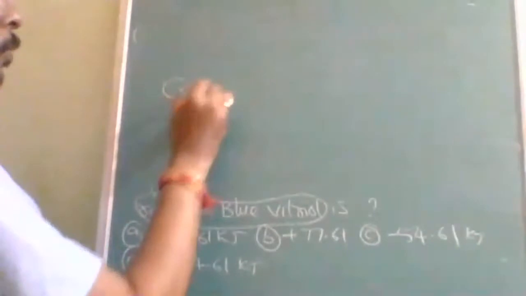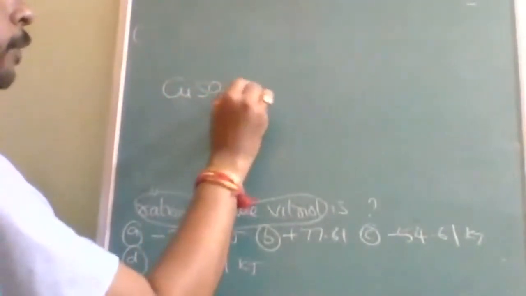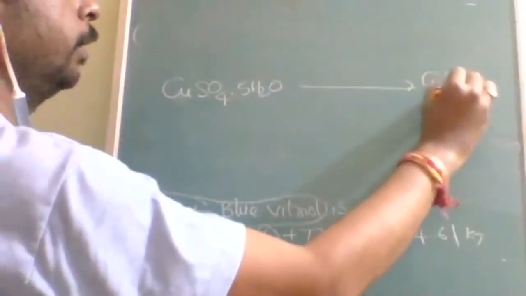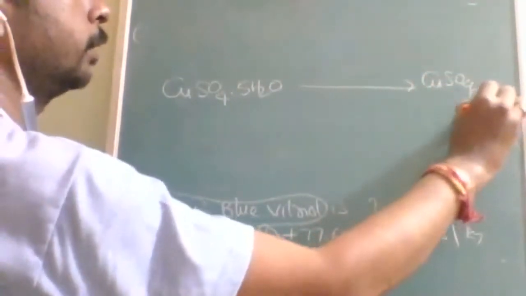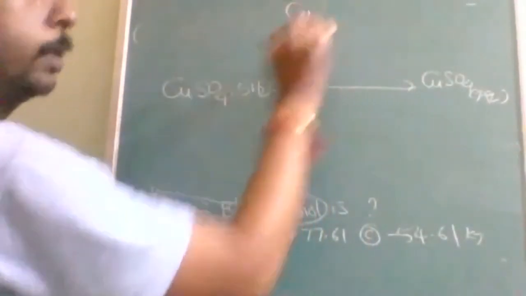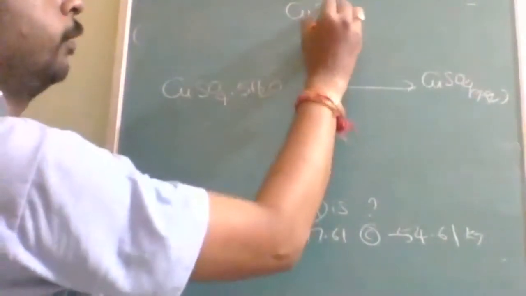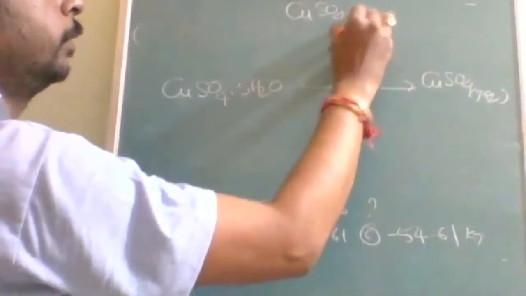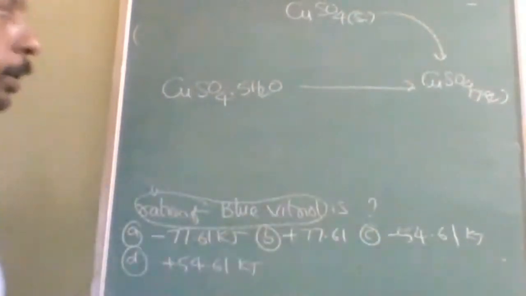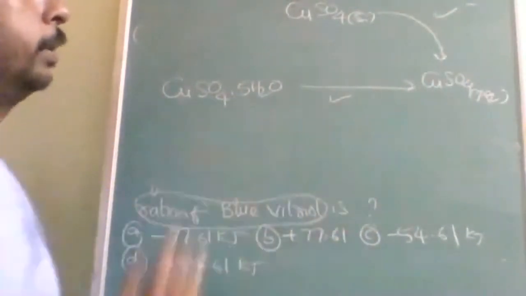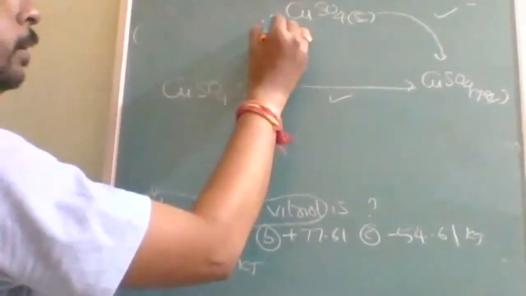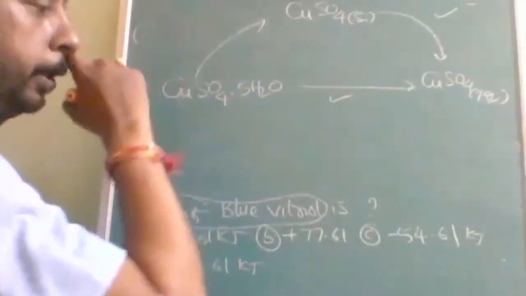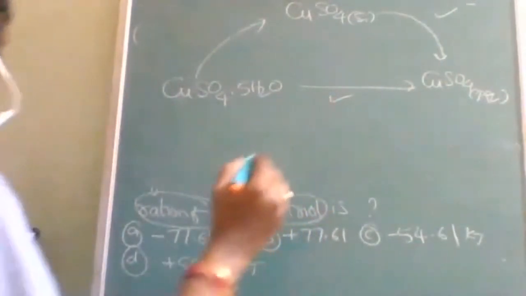See, CuSO4·5H2O. This is blue vitriol. And CuSO4 aqueous. Okay, and we got CuSO4 anhydrous. Okay, anhydrous. This is solid. This and this value is given. Question is about this value. Is it understood? This was something plus, I think.